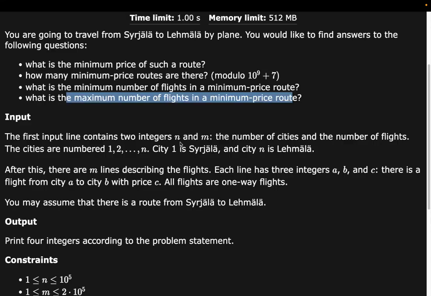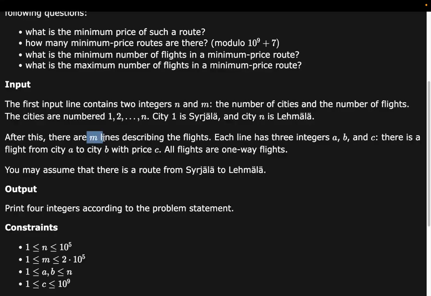The input contains two integers n and m, the number of cities and the number of flights. The cities are numbered 1 to n. City 1 is Sirjala and n is Lemala. After this, there are m lines describing the flights. Each line has three integers a, b and c. There is a flight from city a to city b with a price of c. All flights are one-way flights. You may assume that there is a route from Sirjala to Lemala.